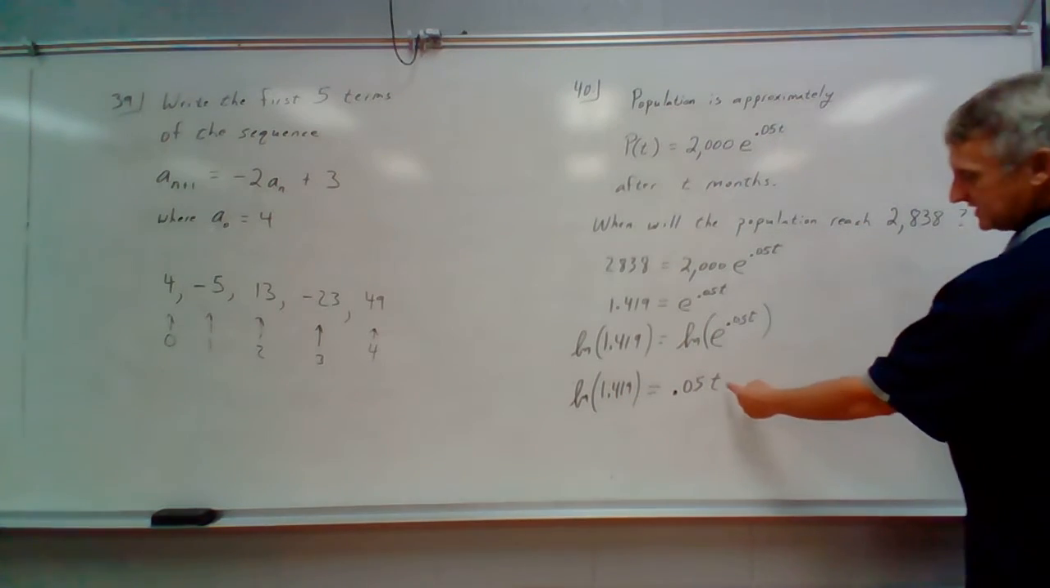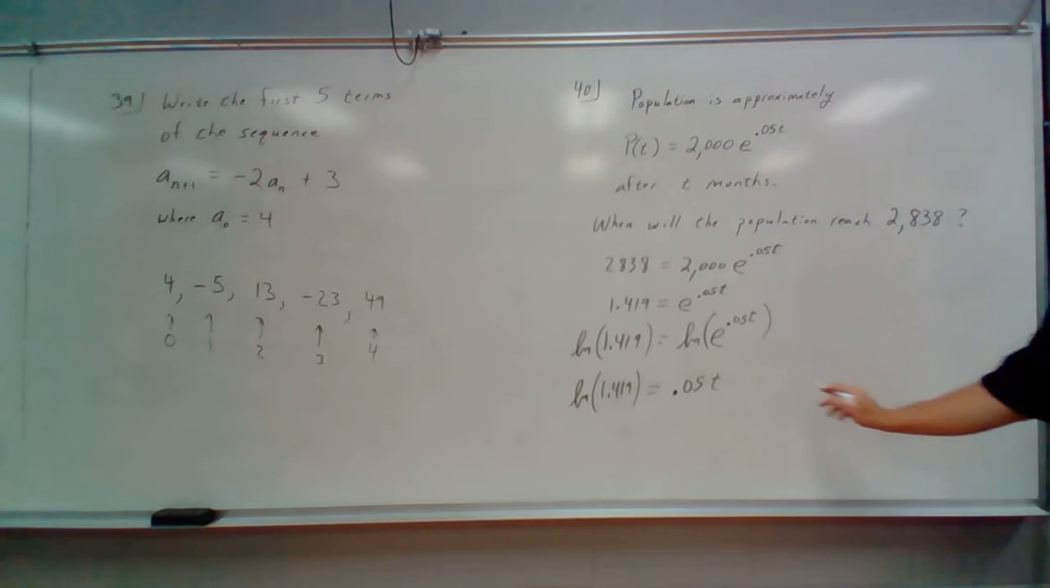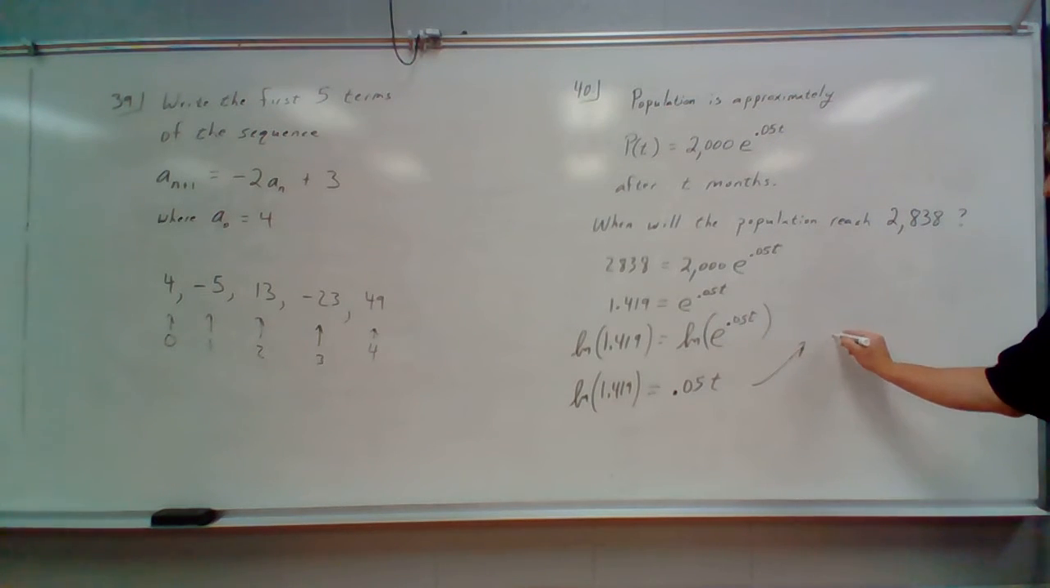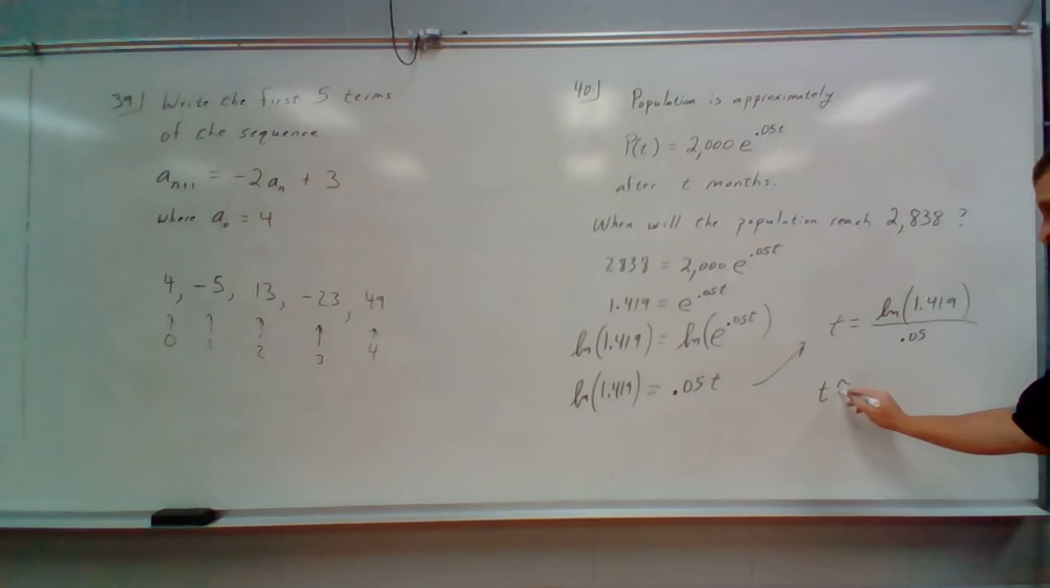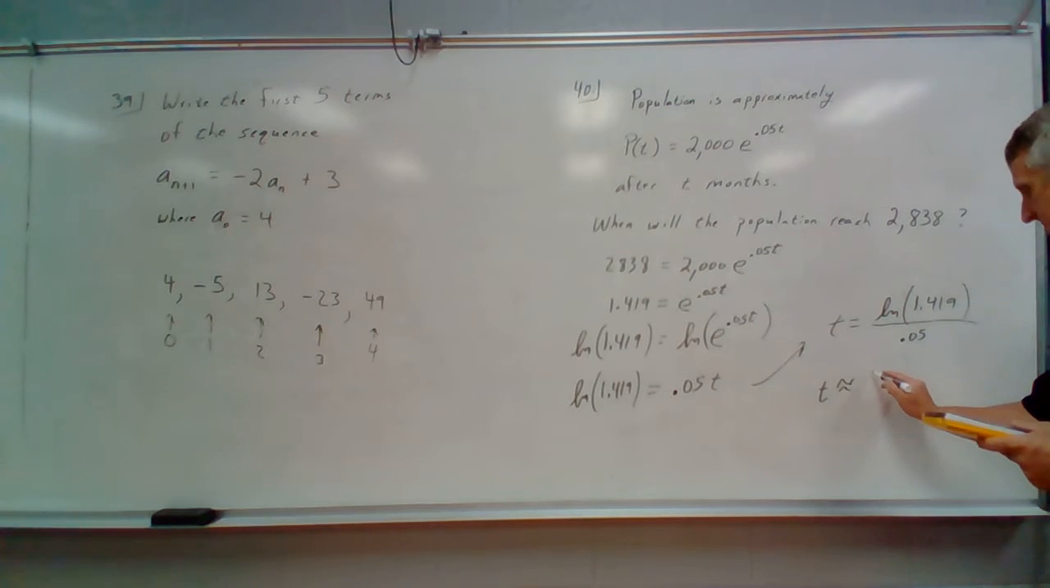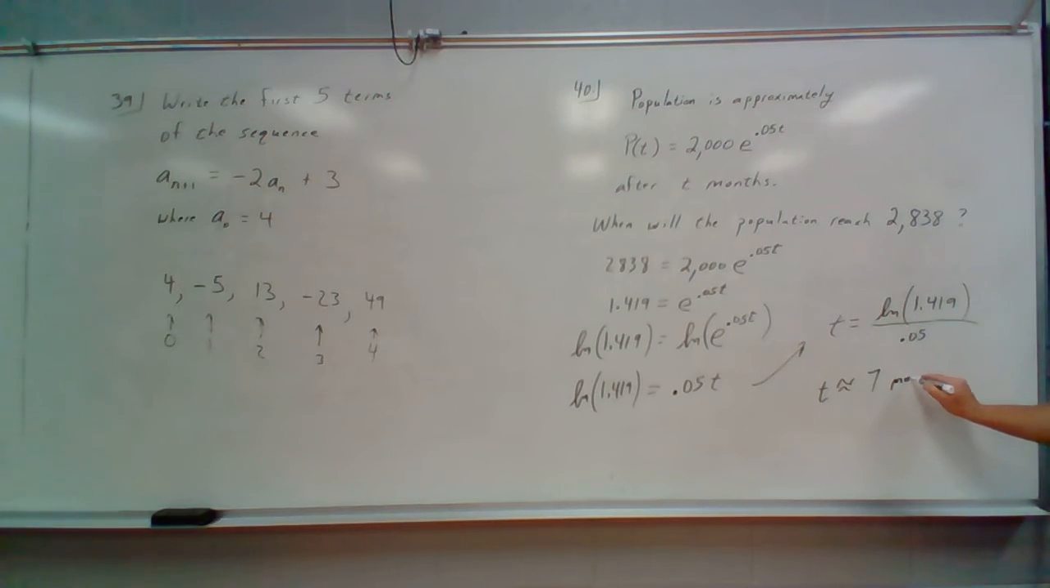All right, so now to solve for t, I'll divide both sides by 0.05. So that will give me t equals the natural log of 1.419 divided by 0.05. And then we can ask our calculator to give us an approximation to that. So the natural log of 1.419 divided by 0.05 gives me approximately 7. So 7 months.